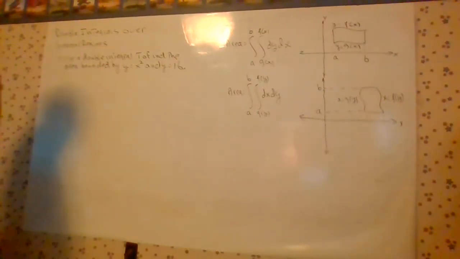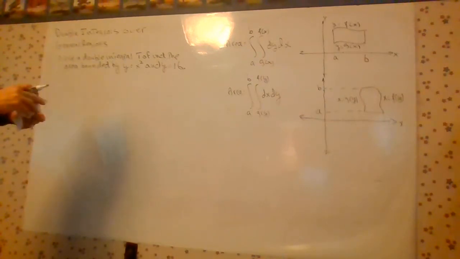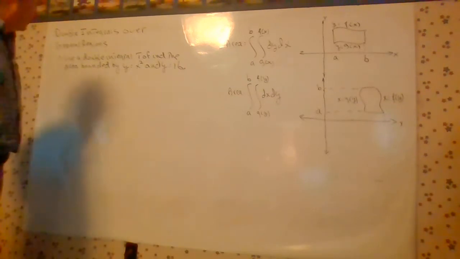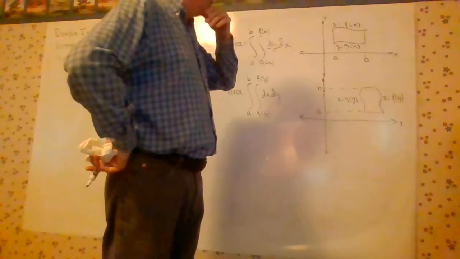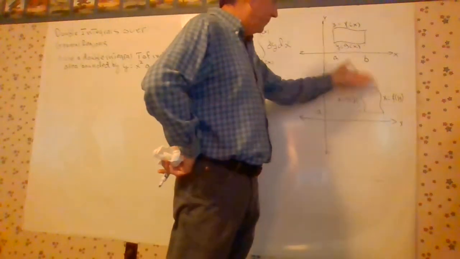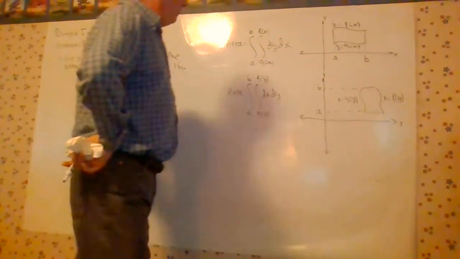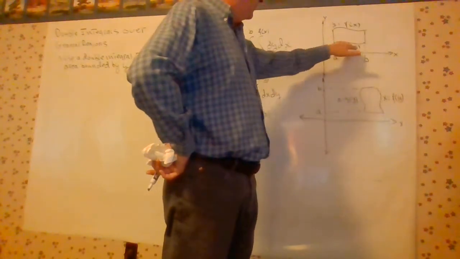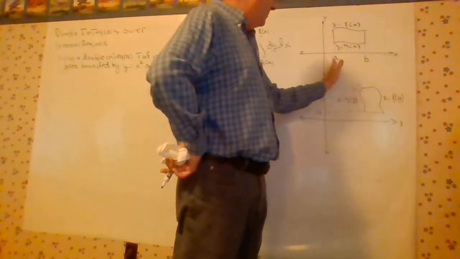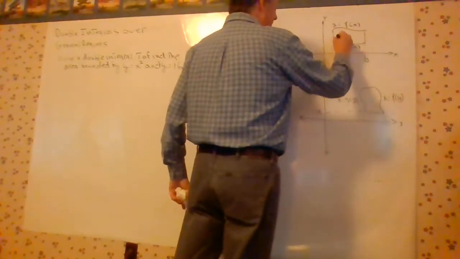Over general regions. In the last section, we considered using double integrals for several selected applications over rectangular regions. In this case, we can use the double integral to find the area over pretty much any region as long as it's bounded by known functions. In the first case, we have a top curve, y equals f of x, and a bottom curve, y equals g of x. And we go from x equals a to x equals b, and we want to find this area.